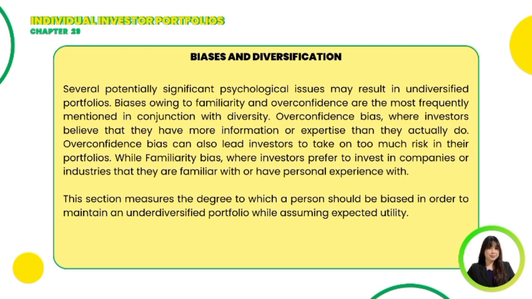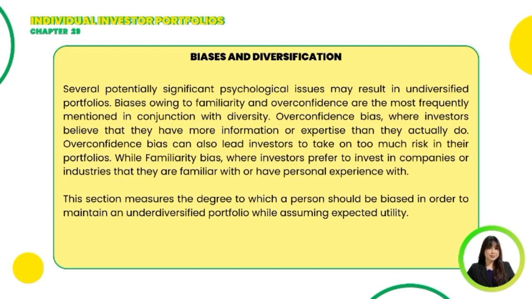This can lead to under-diversification, where investors concentrate their portfolios in a few stocks or asset classes, believing that they have identified the best opportunities for investment. Overconfidence bias can also lead investors to take on too much risk in their portfolios. Familiarity bias is where investors prefer to invest in companies or industries that they are familiar with or have personal experience with. This can lead to under-diversification if investors concentrate their portfolios in a few familiar stocks or industries, ignoring other opportunities for diversification.